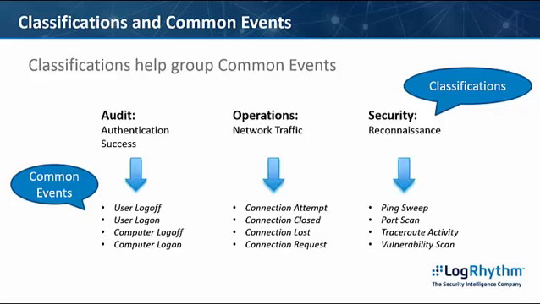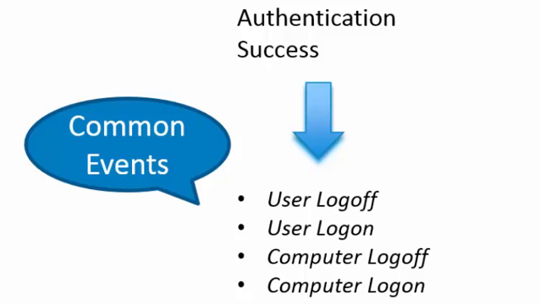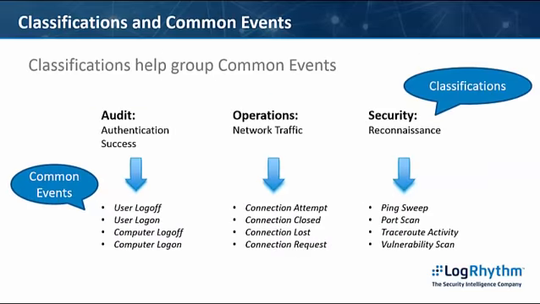Common events are then associated with each classification to further describe the activity in a log message. So classifications define the broad range of activity, successful authentication in this example, and common events provide a more descriptive context for the log message. For example, under the audit classification of authentication success, the following common events are contained: user log off, user log on, computer log off and log on, service log off, and service log on. The act of authenticating successfully is being described in each of these common event types, to give a better indication of what actually happened in a log message.